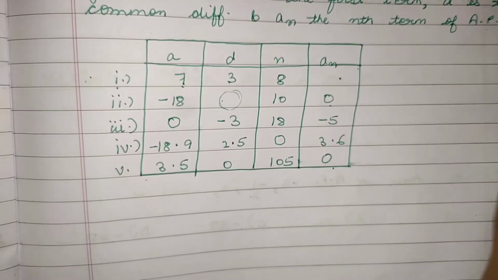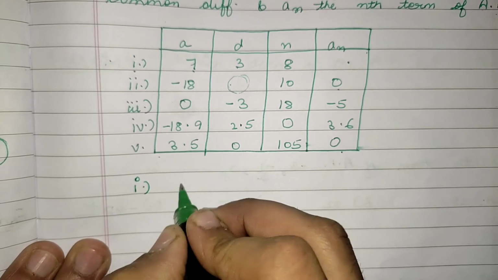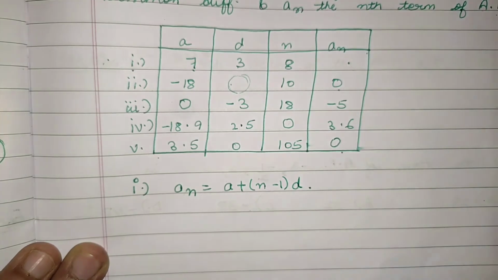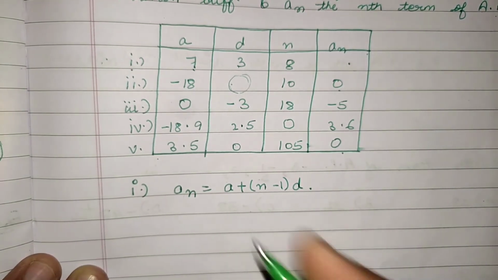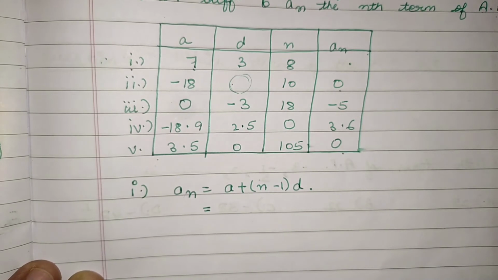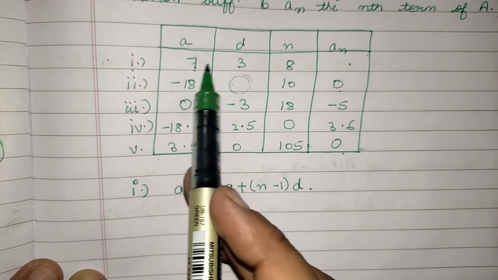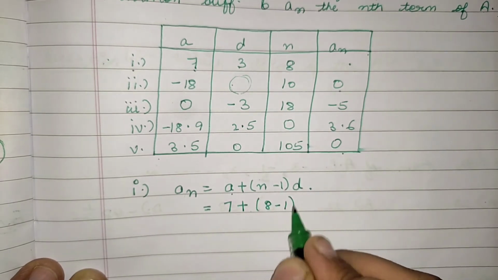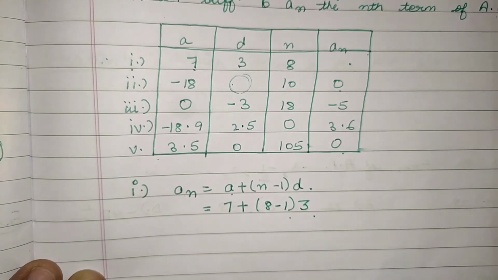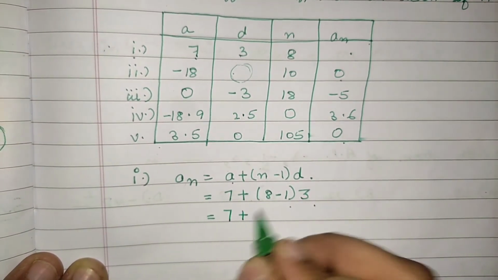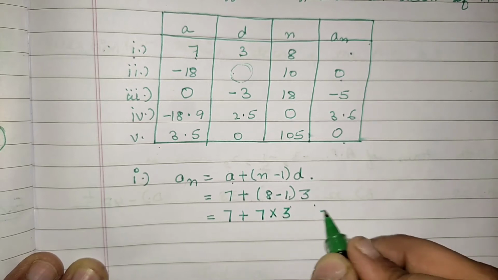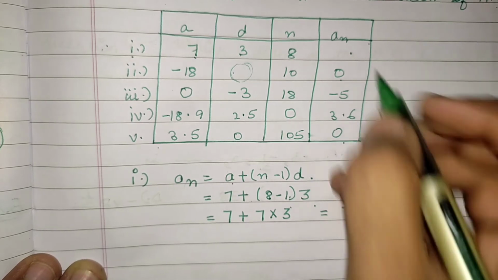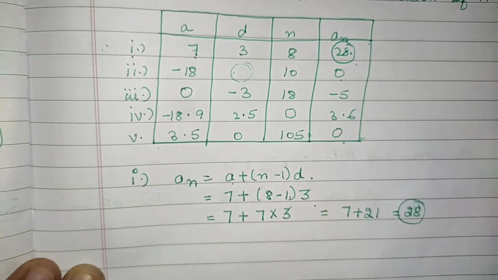So in all the cases, which formula can you use? You can simply use that an is equal to a plus n minus 1 into d. Put the value which is given to you and you can find out the remaining value. So let us take the first part. First part is a is 7 plus n minus 1, n is given to you as 8, into common difference, which is 3. So your answer will be 7 plus 7 into 3, means 7 plus 21, which is equal to 28. So this is my first part.